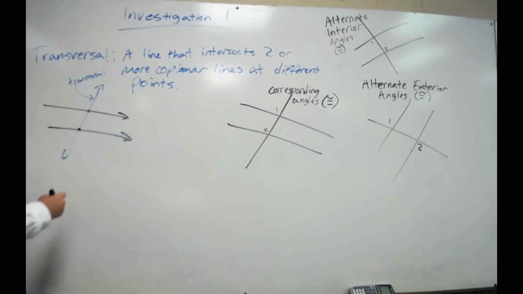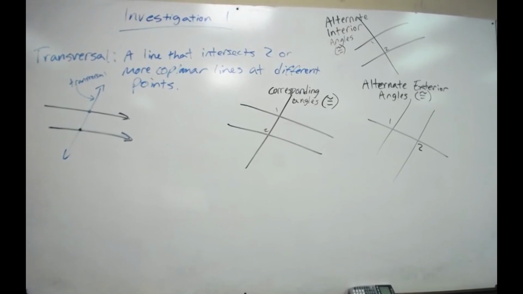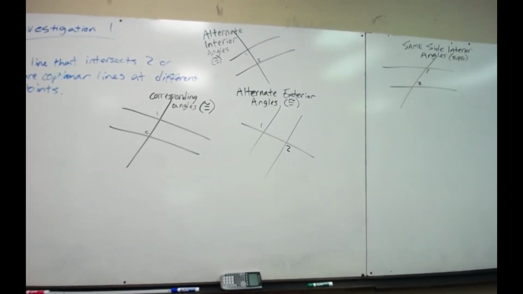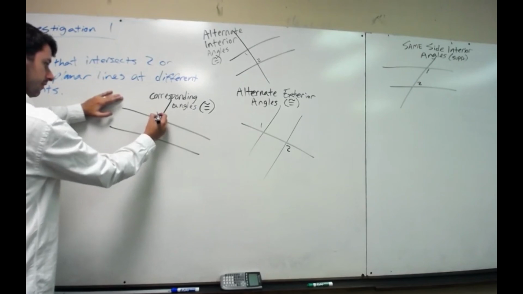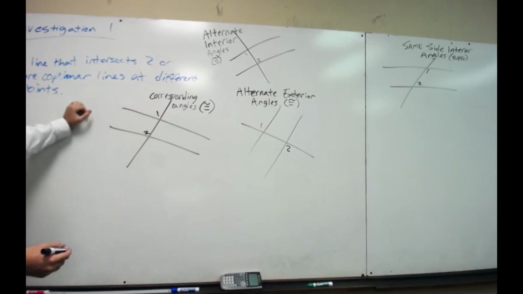right here intersects both of these lines. That is the transversal. It just intersects both lines, that's all you've got to know. Now, looking at a couple of angle relationships that we can know because of transversals, we're just going to look at 4 different ones in this investigation. First one is corresponding angles. Right here, if we called this angle 1 and angle 2, those would be known as corresponding angles.